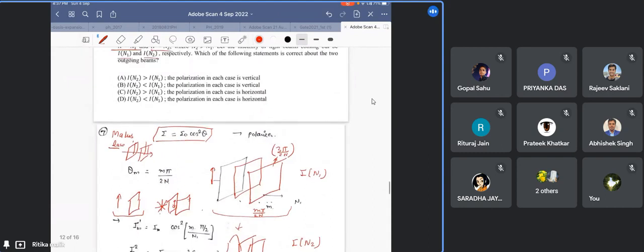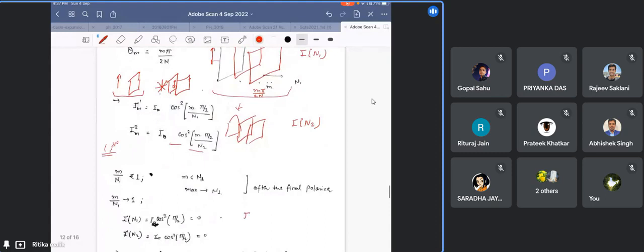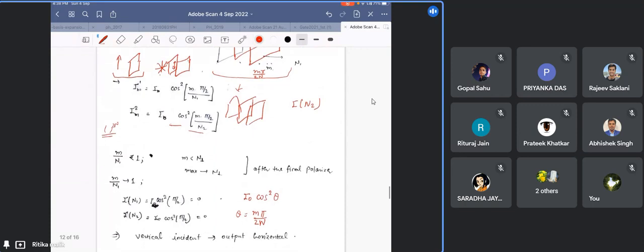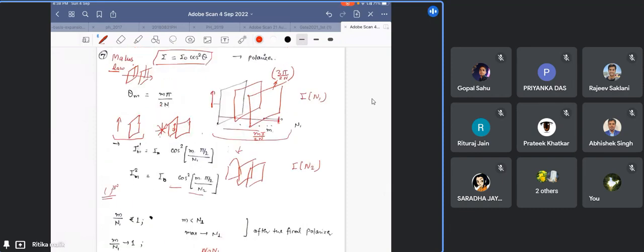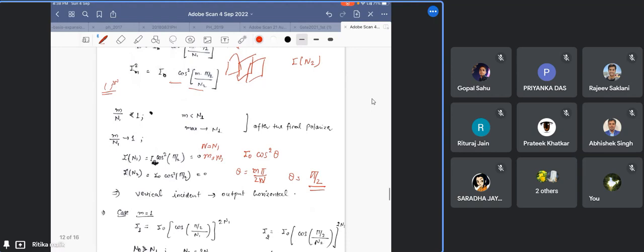What is the polarization of the final light after coming through this combination? If you look at Malus's law, the final light will be I naught cos square theta, and theta will be m pi by 2n. In the first case where n equals n1, after the whole polarization m will become n1, because m means the mth polarizer. So after passing through all the polarizers, m becomes n1. In that case these two quantities become equal, and theta will become pi by 2. Even in the case when m is n1, or when m is n2, theta will be pi by 2. That means the intensity will become zero.